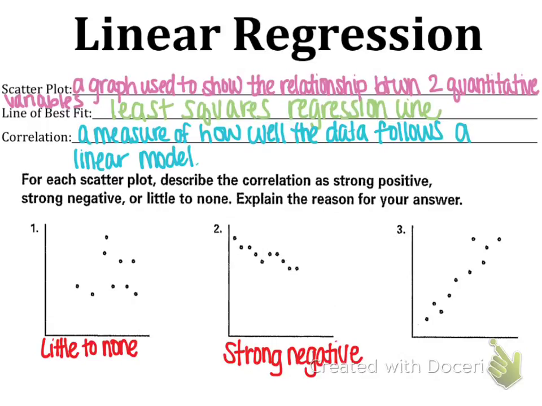And finally, the last one, again, all the points are very close together, so this is a strong relationship. Basically, the closer that your points get to forming a line, the stronger the relationship is. So the difference between number 3, they're all very close to forming a line, whereas number 1, they're not close together at all. So number 3 would be an example of a strong positive correlation.